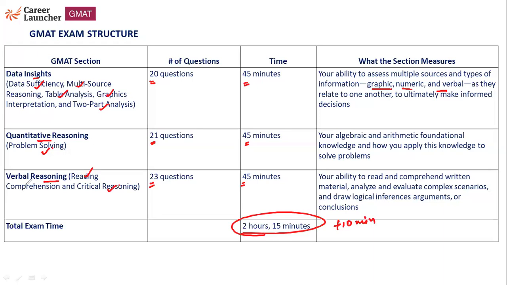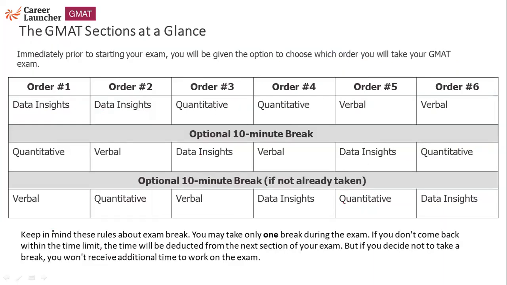Now let's understand the next part, which is the order of the sections. We understood that there are three sections: quant, verbal, and data insight. These three sections can be ordered in any way according to your preference. If you are comfortable with quant, verbal, or data insight, you have the opportunity to select the particular sequence which suits you best.